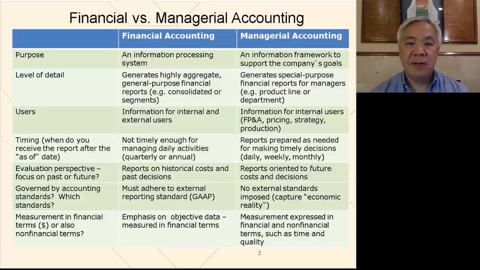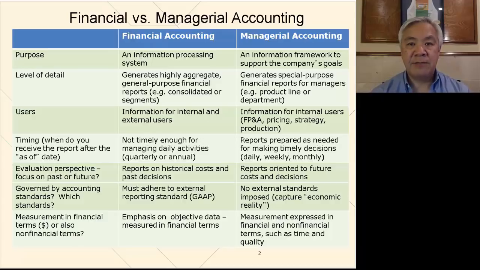The level of detail is pretty low for financial accounting. It can be aggregated all the way up to something like total revenues or total selling, general, and administrative costs. Whereas if you're making decisions as a department manager or as an executive, you need far more detailed information. We'll see line items for each of the line managers up the chain of command. So appropriate to what his or her responsibilities are, they will receive a monthly report showing the financial effects of their decisions. Third are users.